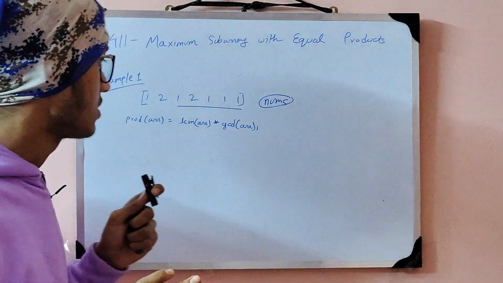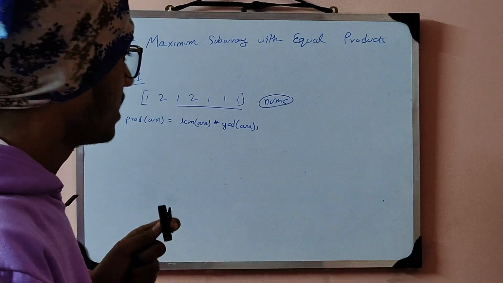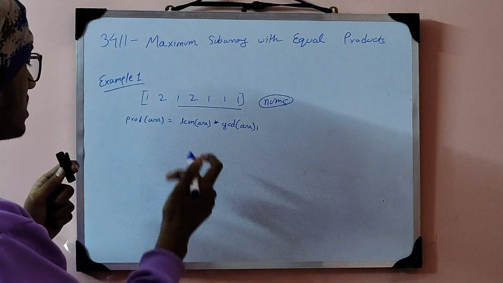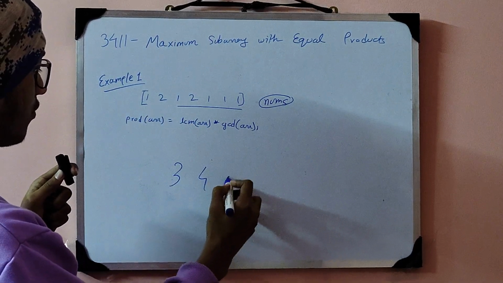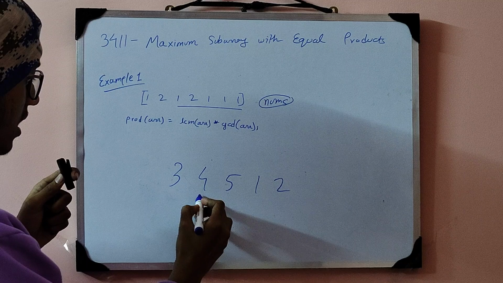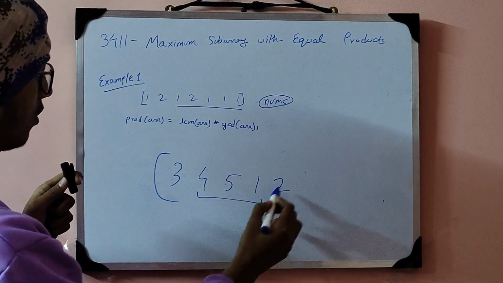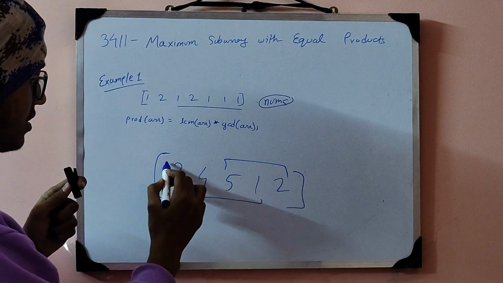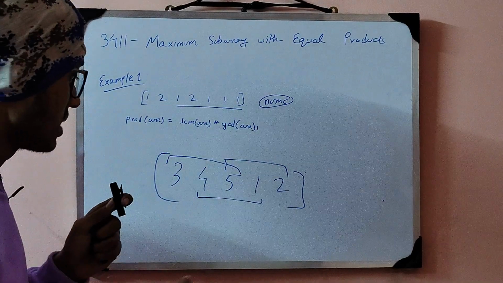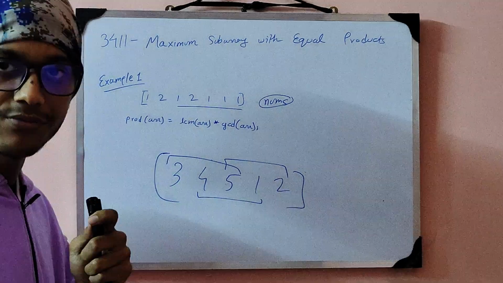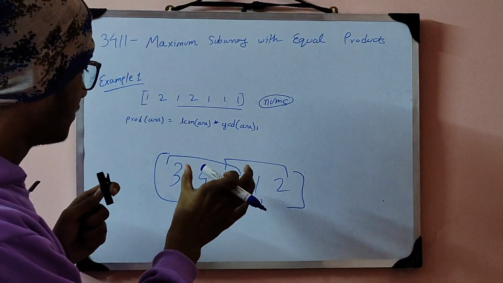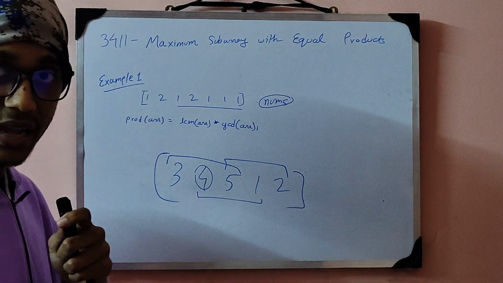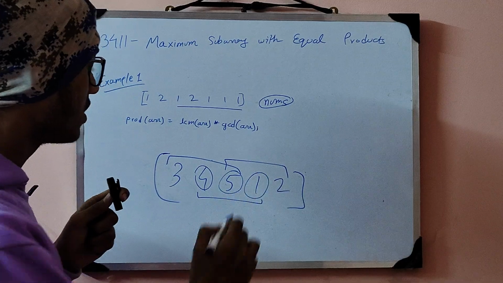So the first thing is, what is a subarray? A subarray is a continuous portion of the array. Like here you can see, suppose I take this one: 3, 4, 5, 1, 2. 4, 5, 1 is a subarray of this whole array. 5, 1, 2 is a subarray. 3, 4, 5 is a subarray. So a subarray is basically a continuous portion of the array, without changing the order, and the elements should be consecutive ones.